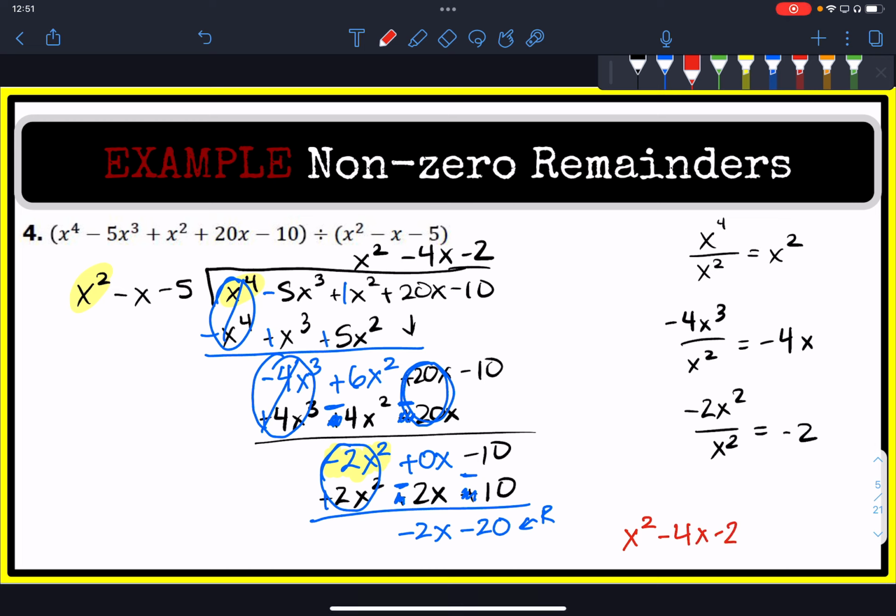But since we have a non-zero remainder, we're going to add this negative 2x minus 20 over our divisor, because that's what having a remainder means. It means that we're remaining to divide that last part there. So there's our solution.